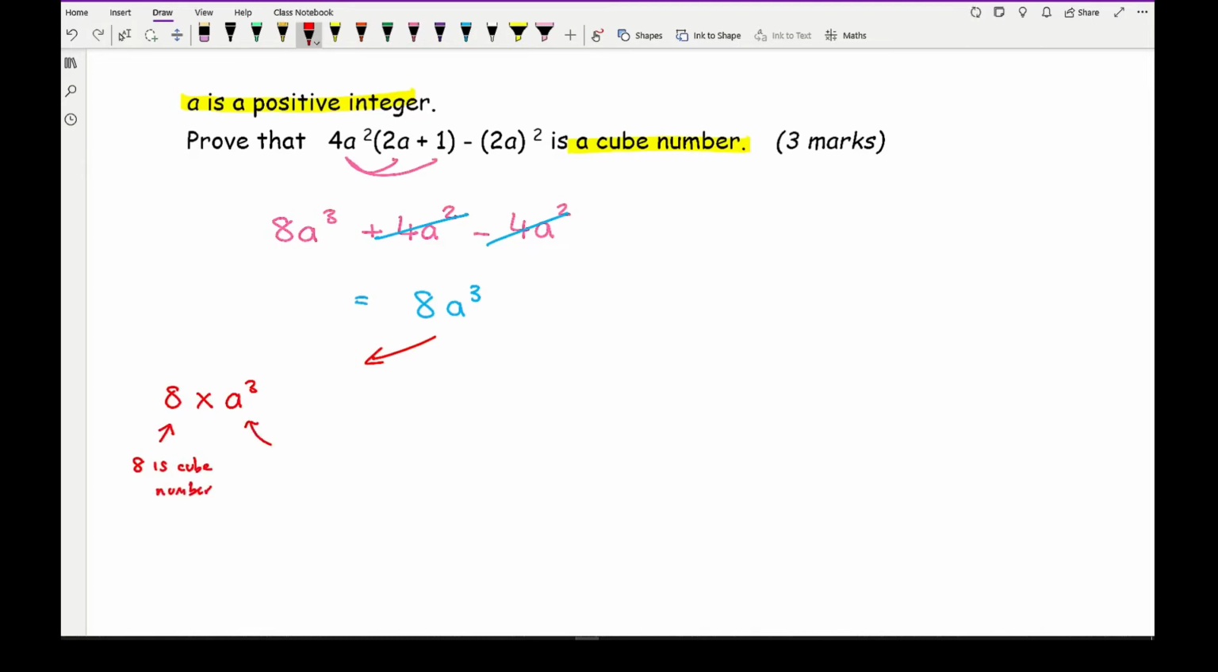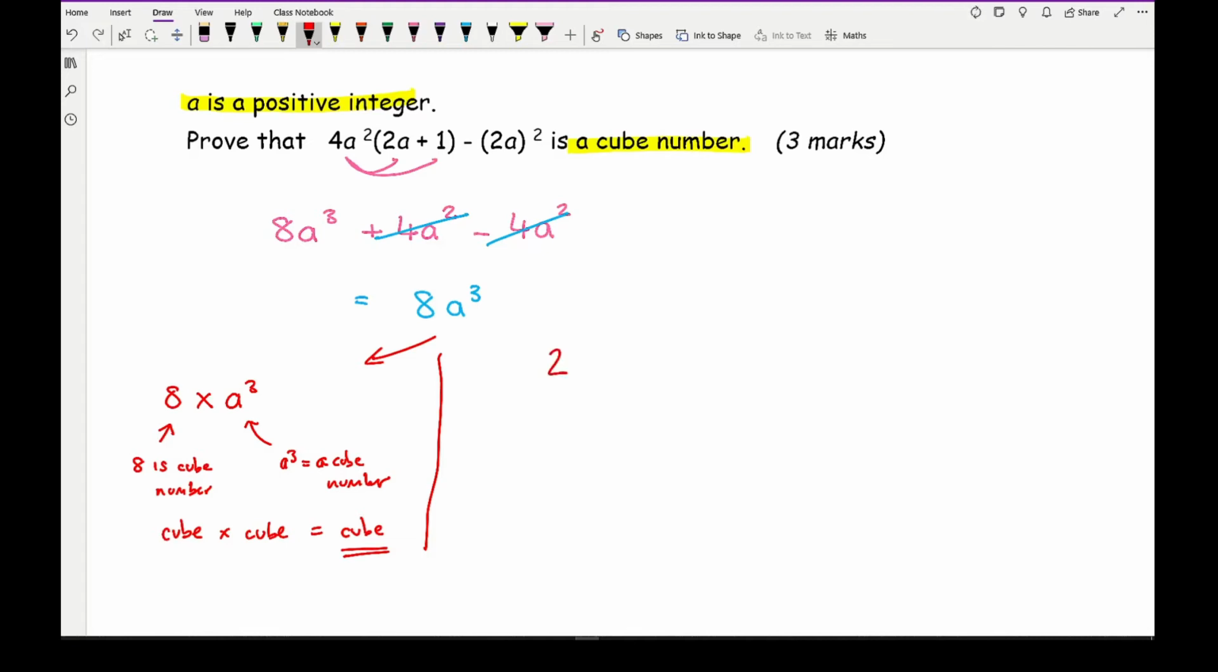and a cubed is also going to be a cube number, and a cube number multiplied by a cube number will give you a cube number. So there we have proved one aspect of it. Now as we mentioned, another way of doing it is looking at factorizing. So here we recognize that 8 is a cube number. So what cubed gives you 8? Well, that's going to be 2.